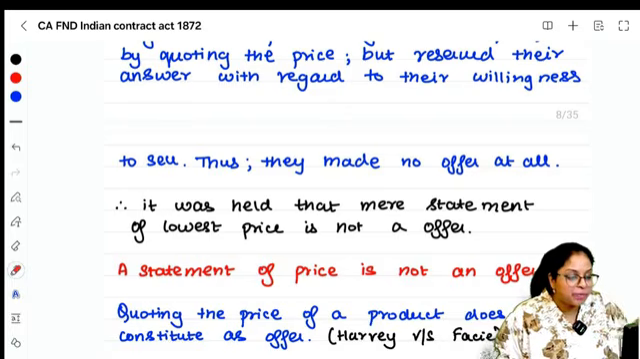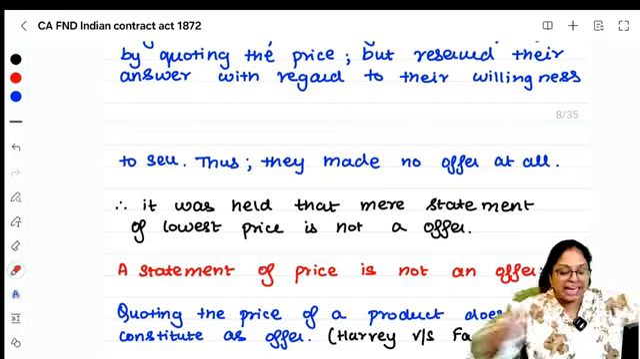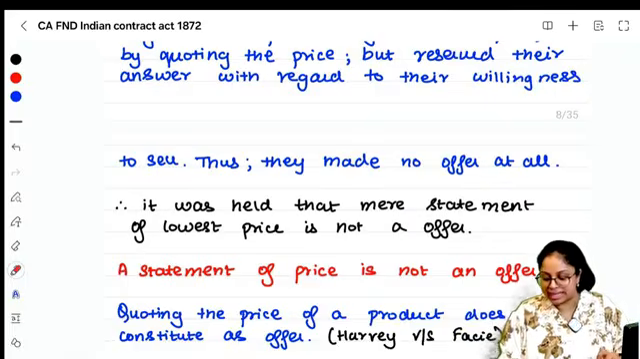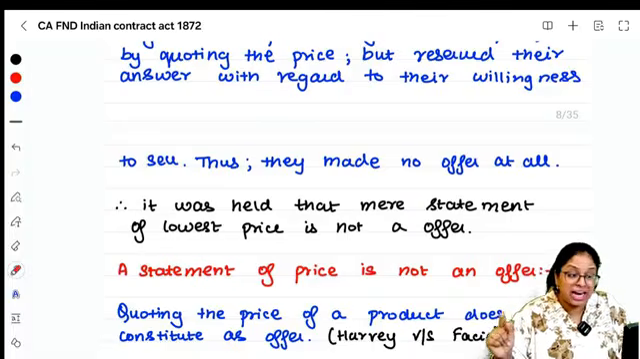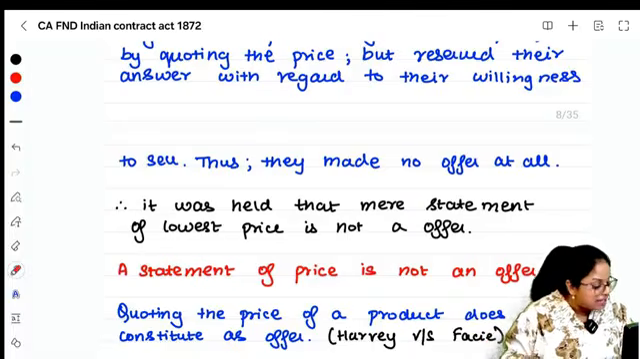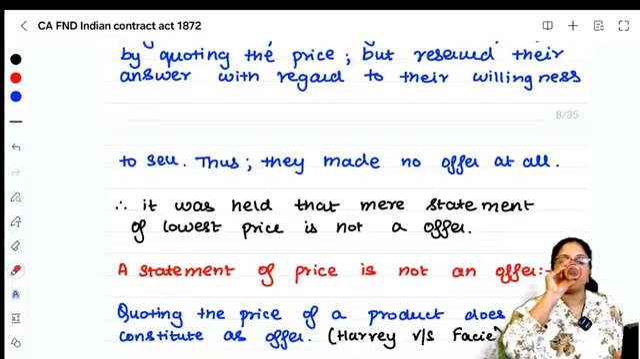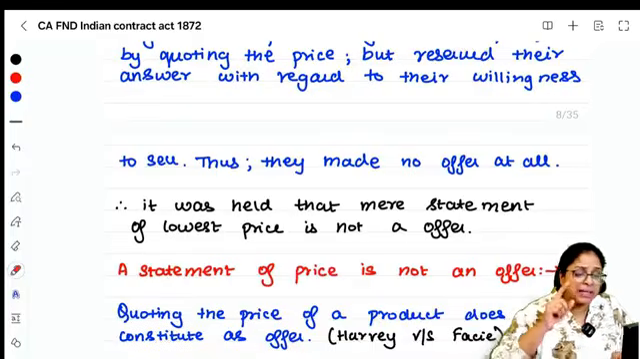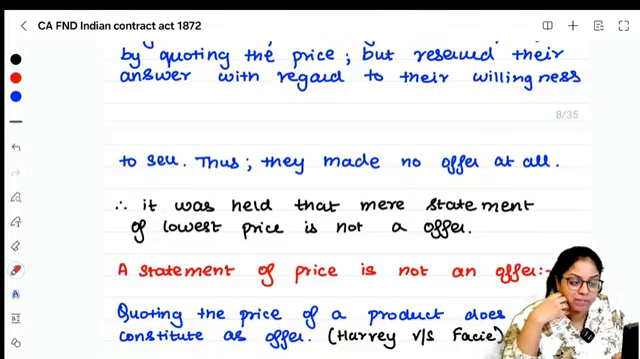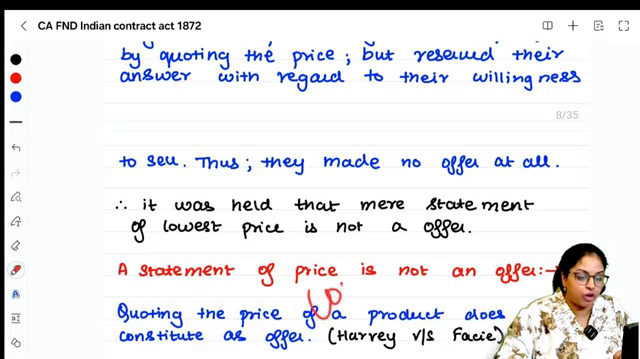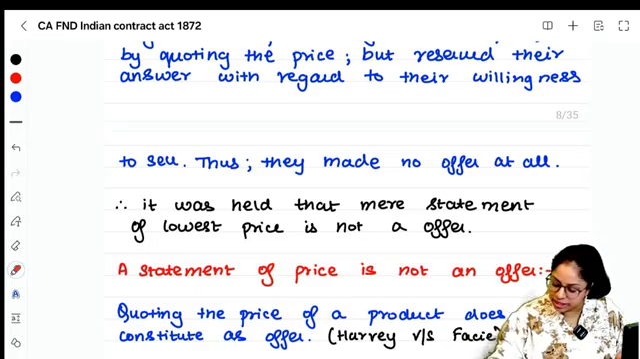And can silence be equal to acceptance? Very good. Silence is not equal to acceptance. Should acceptance be conditional or unconditional? Very good. Acceptance should be unconditional, because if acceptance is conditional, it is not acceptance. It becomes a counter offer, right? So acceptance should be unconditional. Very good.